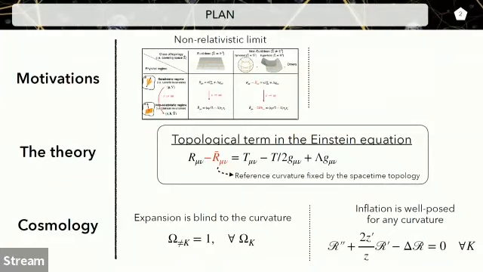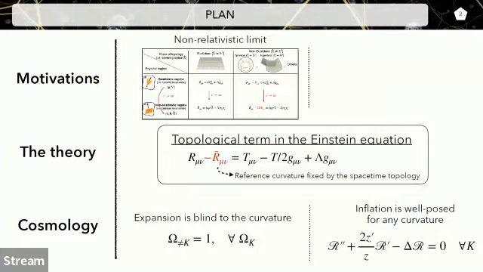We'll see what the motivations are for considering that modification. There are several of them, and I will focus on one, which is related to the Newtonian limit, which was the initial topic I was working on during my PhD. Some of the results I obtained by working in this field led me to modify the Einstein equation.